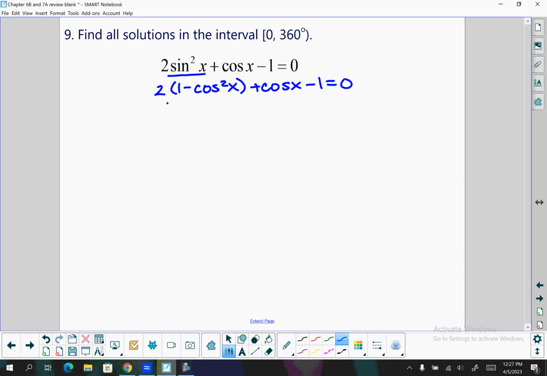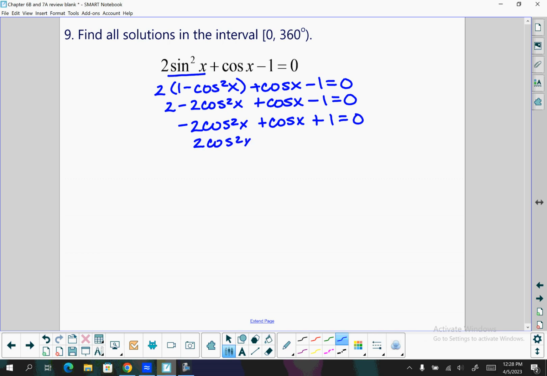All right, distribute my 2 in. 2 minus 2 cosine squared plus cosine minus 1. Combine my like terms, so I'll have a negative 2 cosine squared plus cosine, and then negative 1 and a positive 2 will give me a positive 1. And then if you remember, when we did the lesson, I talked about wanting that first term to be positive. It's going to make it easier to factor. So I would just divide or multiply everything by negative 1. It's just going to switch all your signs. So to make it a 2 cosine squared minus cosine minus 1 equals 0. Okay.